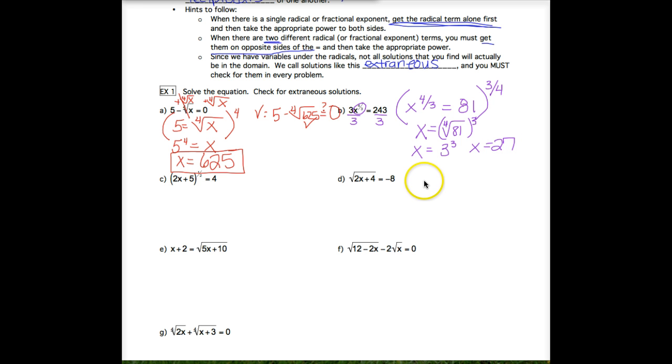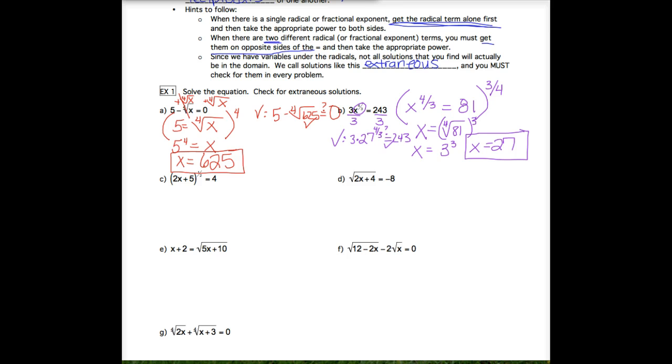Again, before I can check it off, I need to make sure that I check it and actually make sure it works. So 3 times 27 to the 4/3 power, I want to make sure that that indeed equals 243. So cube root of 27 is 3. 3 to the 4th is 81. 81 times 3 is 243. So x equals 27 is valid. We can go ahead and box it off.